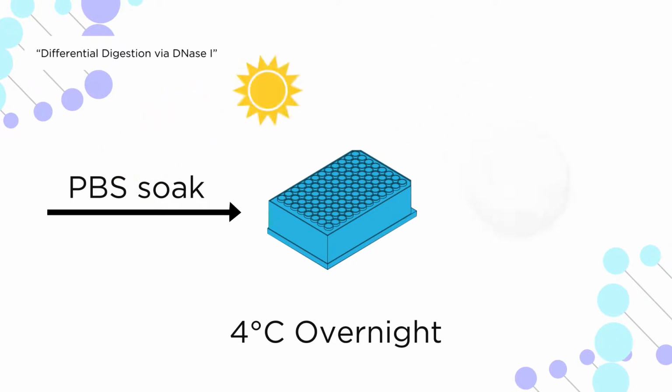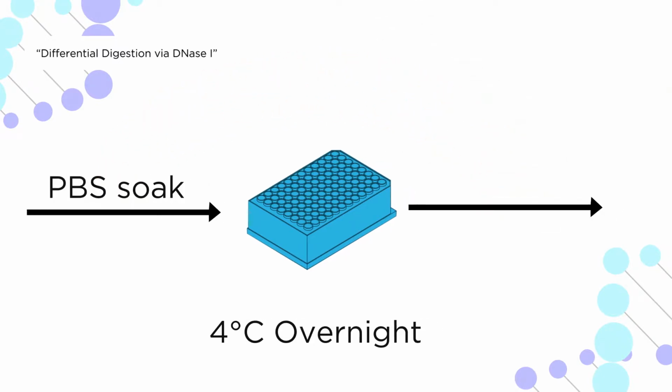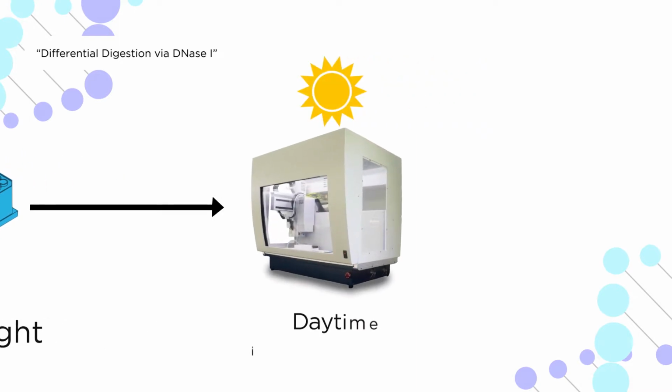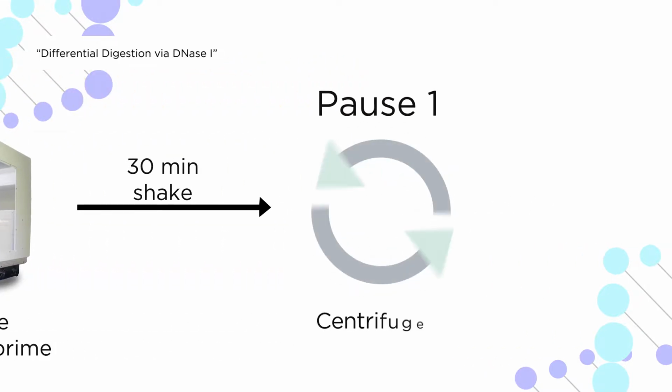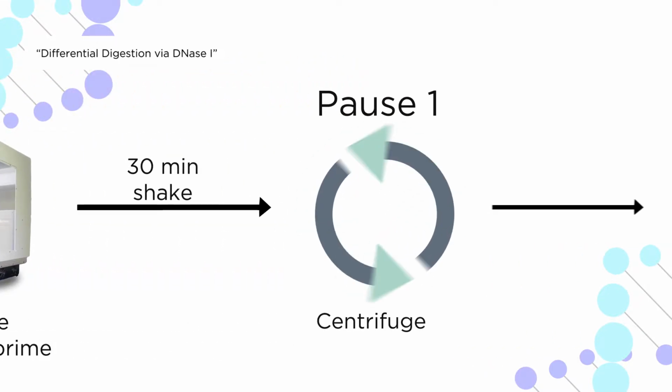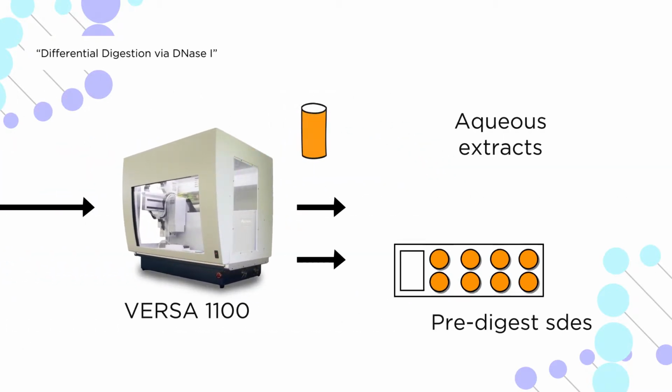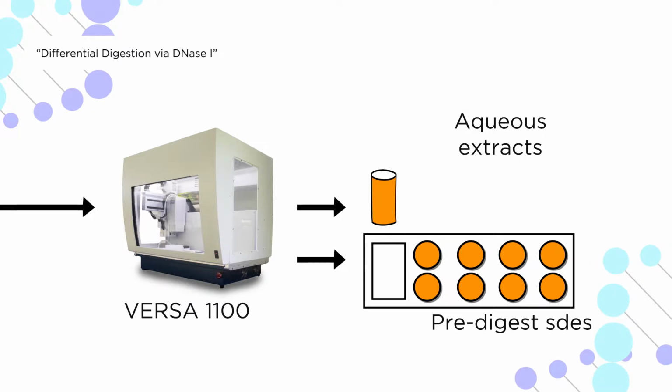The process starts with the swabs being placed into a 96 spin-well basket plate and soaked overnight in a PBS solution. They are moved onto the instrument for an initial shaking step before being spun down. The Versa 1100 then separates the aqueous fractions into tubes and places a droplet onto custom microscope slides for confirmation of sperm.